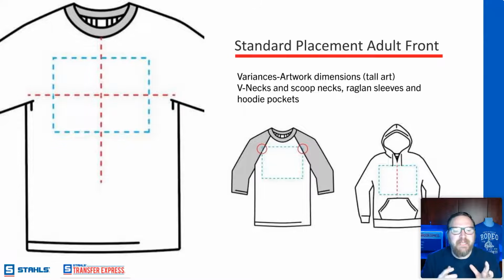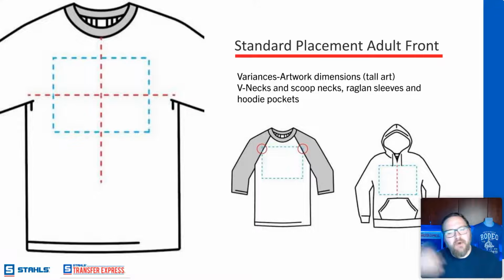Here is a prime example when you're like, I want an 11 by 11 inch graphic. Well, if it's 11 by 11 inches, up here at the top corners of the graphic, you're going to have a problem printing in that standard location on, say, a baseball shirt like the raglan shirt. So same with the hoodie. You want to make sure that height is going to fit from the bottom of where the hood seam is all the way down to the kangaroo pocket itself.